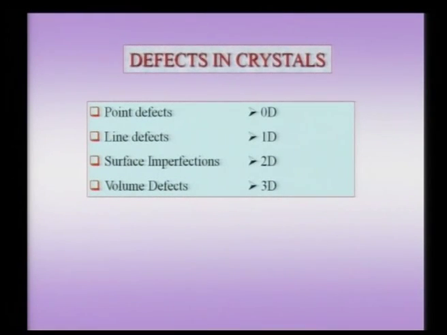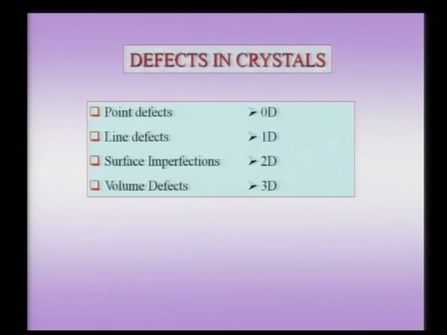So let us now proceed to defects in crystals, and in this topic we will consider point defects, line defects, surface imperfections and volume defects, which is itself a classification based on dimension: 0 dimensional, which are point defects, 1 dimensional, which are line defects, 2 dimensional, which are surface or interface kind of imperfections, and finally 3 dimensional defects, which are volume defects.